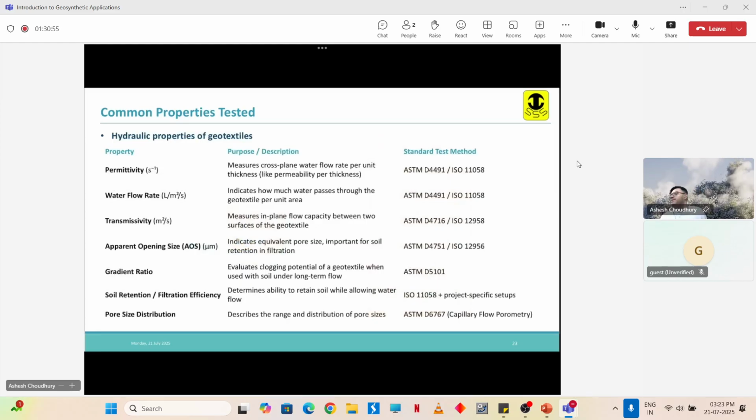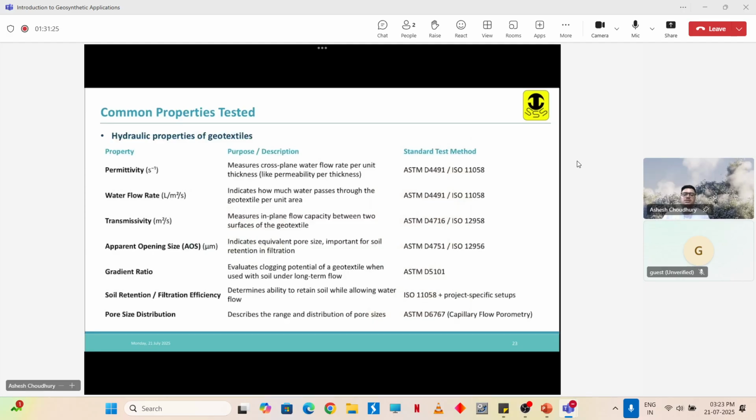Now we saw the mechanical and the physical properties. Now let us discuss some of the hydraulic properties. What is permittivity? Permittivity is the measured cross-plane water flow rate per unit thickness. We will see that in the next slide. You will see what is permittivity and transmissivity.